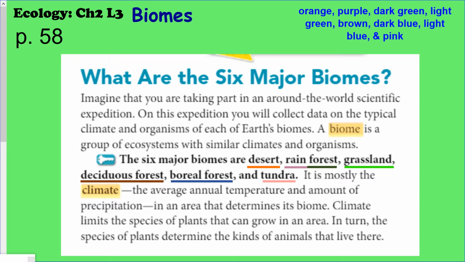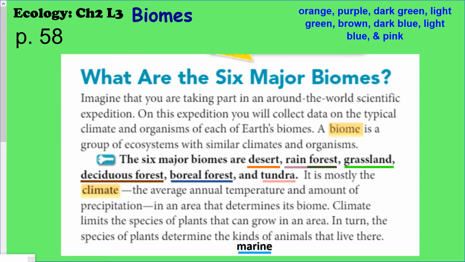So when we look at what makes a biome different from the other ones, it's mostly based on the climate. What is the average temperature and what is the average amount of precipitation? Once again, as we just talked about in our cycle section, precipitation can be found in rain, snow, sleet, or hail. So we're looking at all four of those categories and the amount that they get within a year's time to determine which of these biome classifications it's going to use.